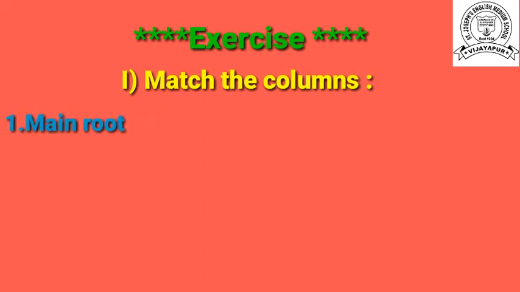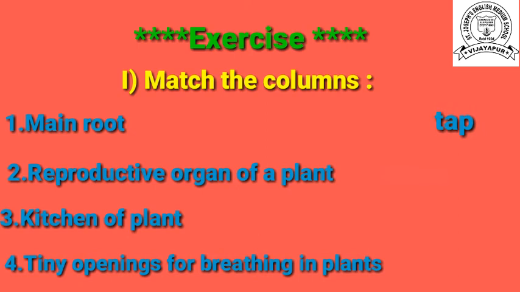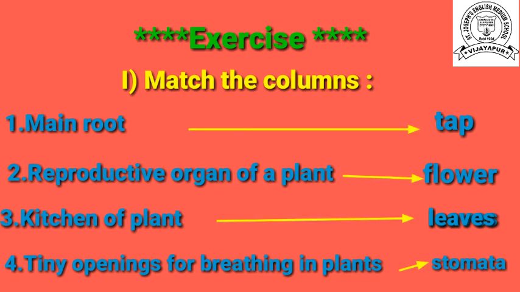Now we start the exercise. The first one is the question, match the columns. First one, main root. Where is the main root present? In the tap root. Main root matches with tap. Now the second one, reproductive organ of a plant. Which part of the plant consists of male and female parts? Flower. So reproductive organ of a plant matches with flower.